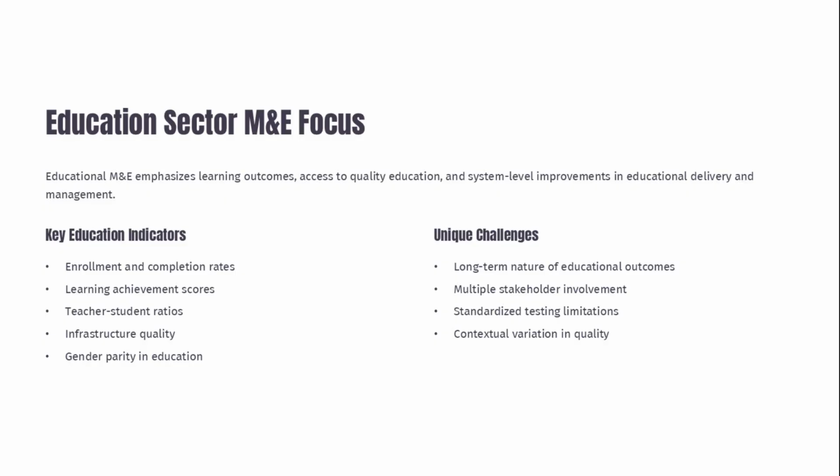Educational M&E emphasizes learning outcomes, access to quality education, and system-level improvements in educational delivery and management. Key indicators include enrollment rates, achievement scores, teacher-student ratios, and infrastructure quality, while challenges include stakeholder involvement and standardized testing limitations.